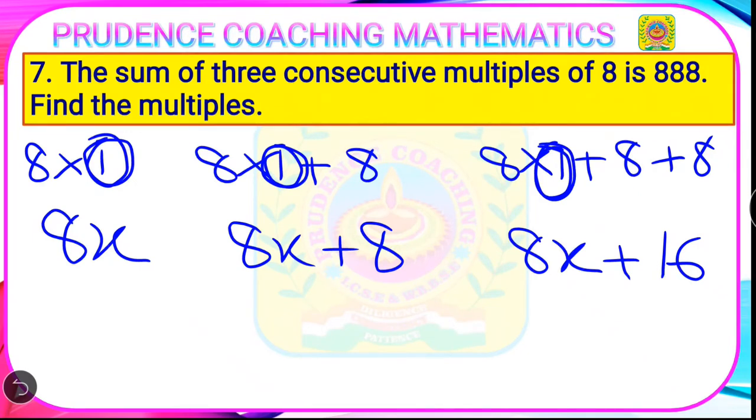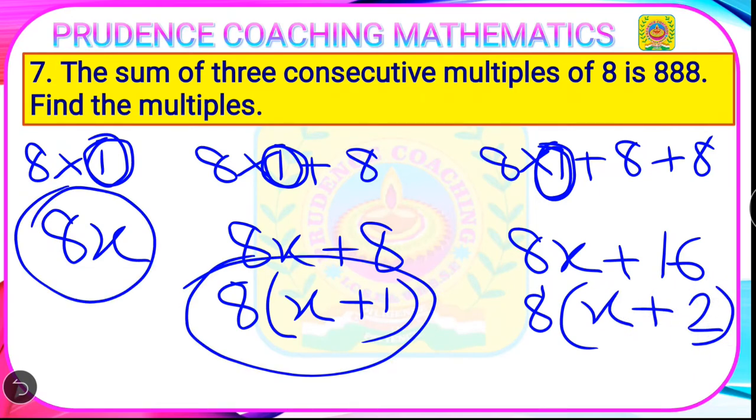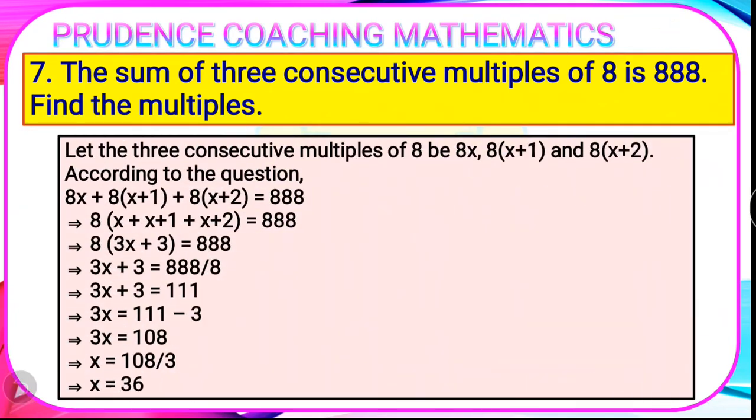If you do the further calculation by taking 8 common from the second one, you will get x plus 1 within the bracket. From the third one, if you take 8 common, you will get x plus 2, because 8 2s are 16. So my dear students, if this explanation is clear to you, then you can understand that according to this question, we can assume the three consecutive multiples of 8 as 8x, next one 8 into the bracket x plus 1, next one 8 into the bracket x plus 2. So now let's start with the solution.